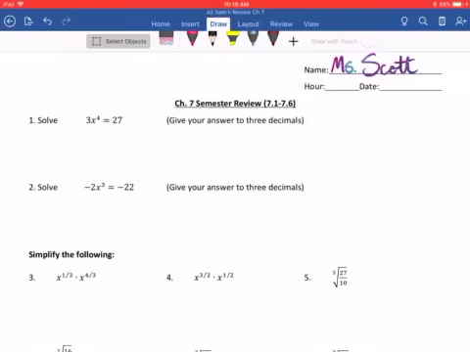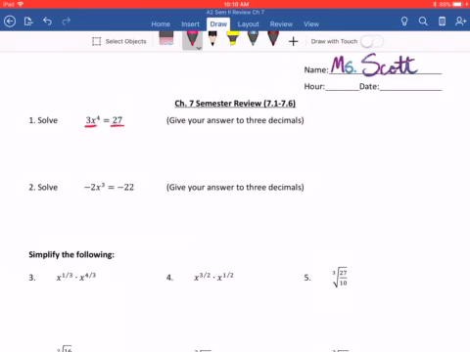So in this video we're going to do a little reviewing for the semester final. So this is just going to be problems coming from chapter 7. To go ahead and get started here, we're going to solve this first equation for x. And we're asked to give our answer to 3 decimals. So we can do a little rounding with that.